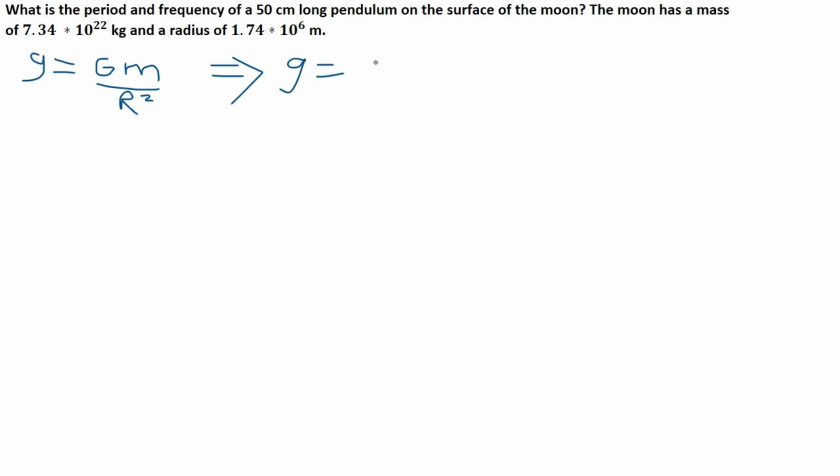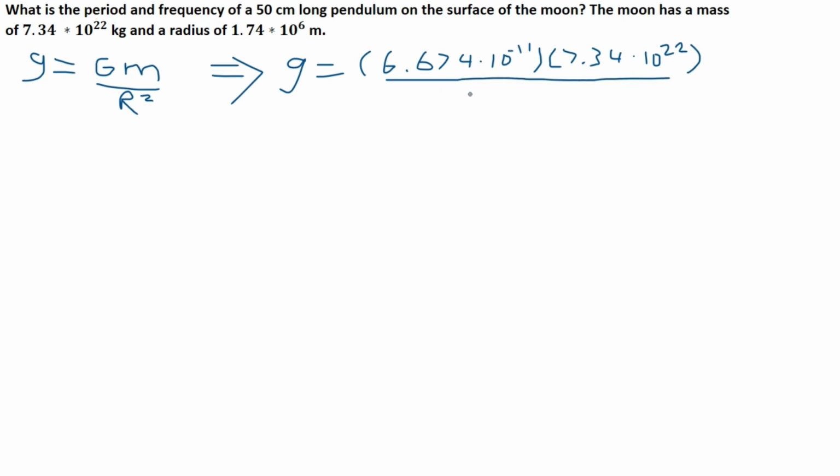Plugging in the values for this formula, we get that the gravitational constant times the mass divided by the radius of the moon squared gives us the acceleration due to gravity on the moon, which is equal to about 1.62 meters per second squared.